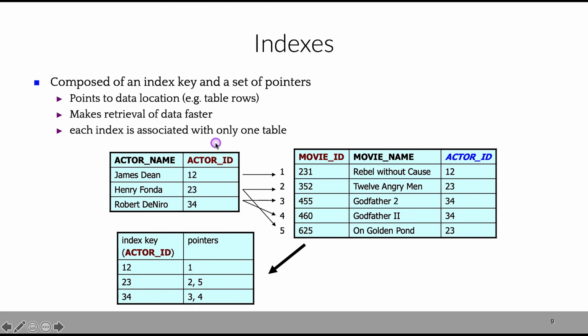Of course, each index will be associated with just one table. But let's look at the first actor name with actor ID 12. By using the foreign key, we identify that the movie ID for this actor is 231. So actor ID 12 is associated with the first record in the movies table. The second actor is associated with row number 2 and row number 5. And this is what we create in our index table, the index key and the pointers to specific records of the other table, just to facilitate data retrieval.